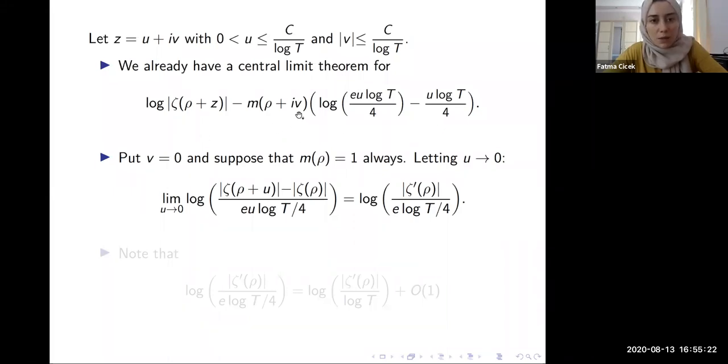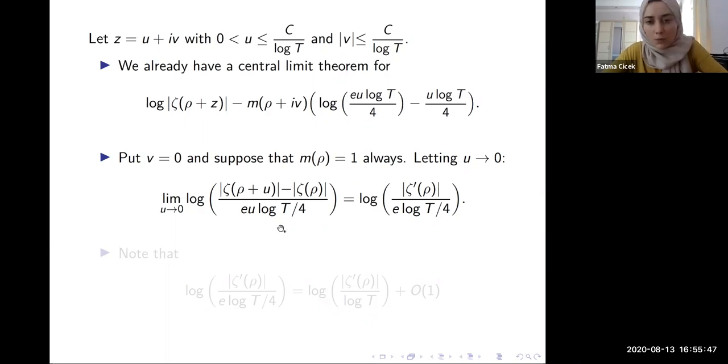And then what we do is we assume that, in the beginning, v is 0 and then all the multiplicities are 1. And then what we are left with is this function here, the logarithm of the thing in these parentheses. So the only variable here is u. And once we let u go to 0, the second term, u log t over 4, will vanish.